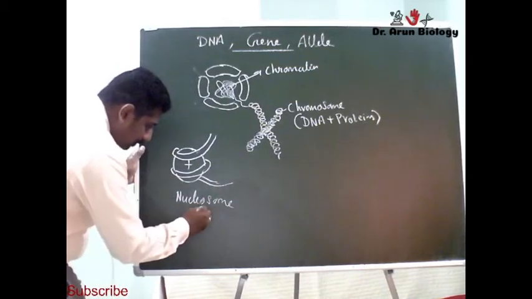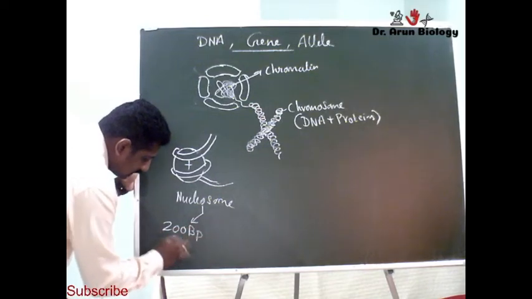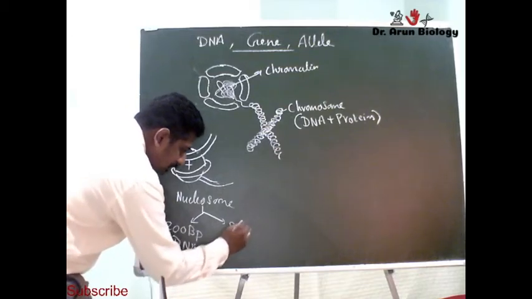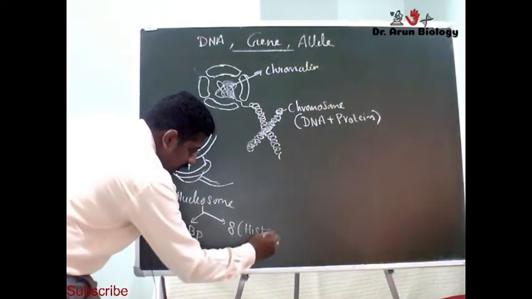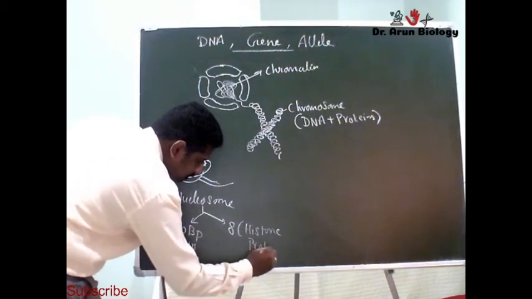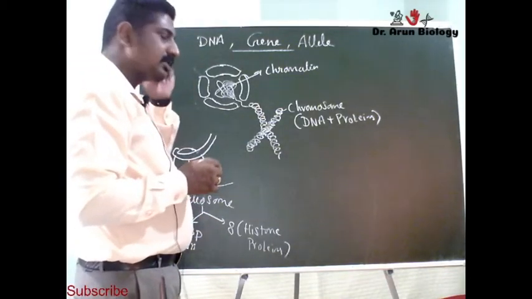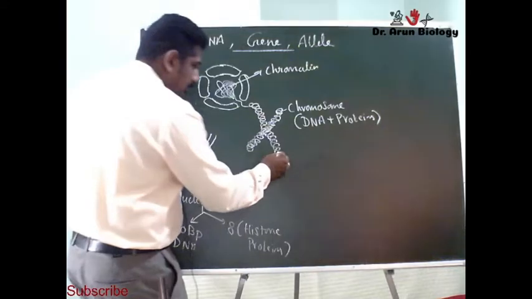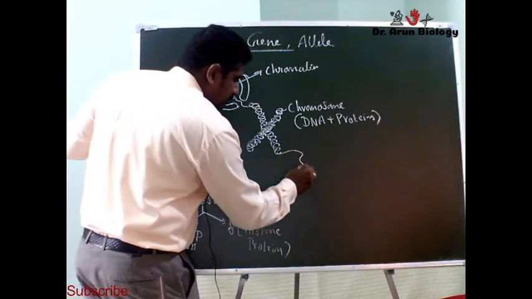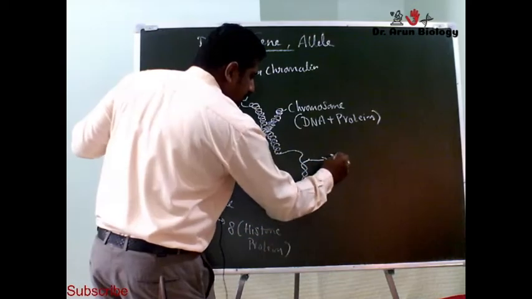What is a nucleosome made up of? It is made up of 200 base pairs of DNA plus 8 types of histone proteins. What are they? We will be discussing histone proteins in the second chapter of genetics. Therefore, what is a chromosome? Chromosome is made up of DNA and protein. And next, from this we will take some thread-like structure like this. This thread-like structure is called your DNA.